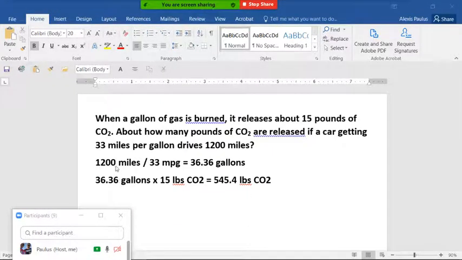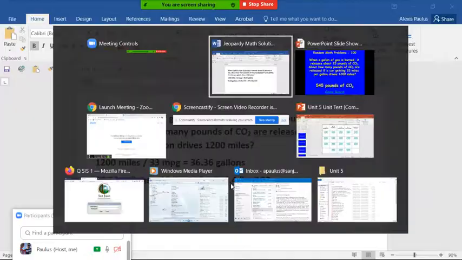Okay, so let's see. You got to figure out how many gallons are actually used. You just divide the number of miles by the miles per gallon. So we had about 36.36 gallons, and then you simply multiply the number of gallons times the number of pounds, and that gives you about 545 pounds of carbon dioxide.